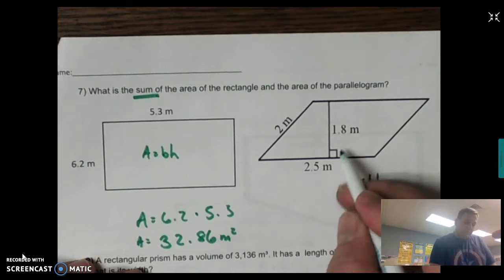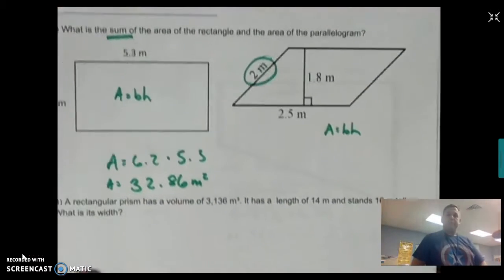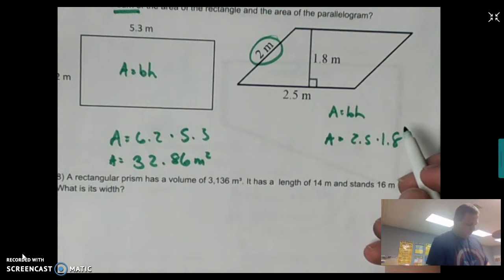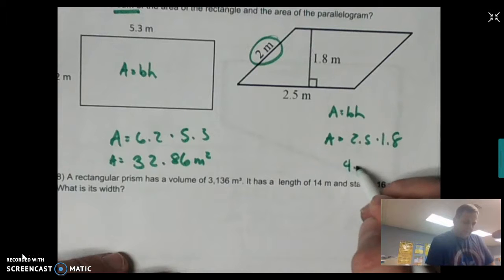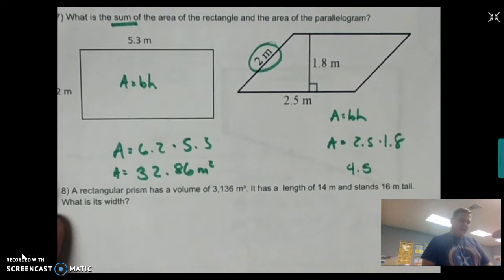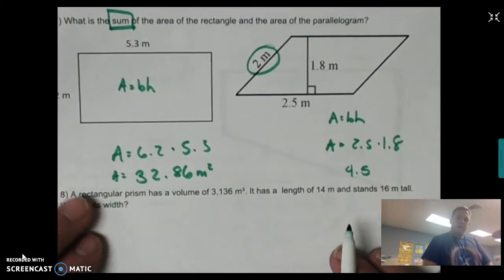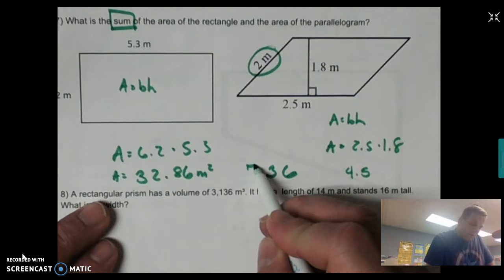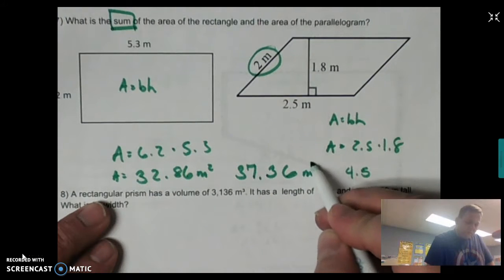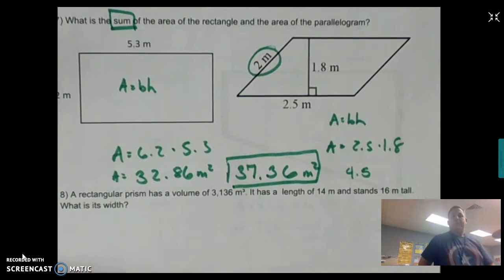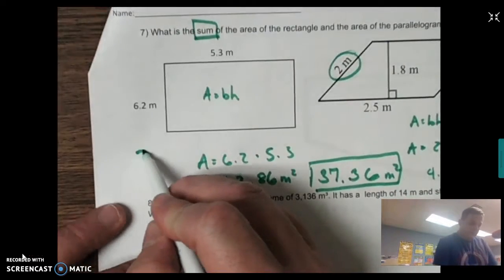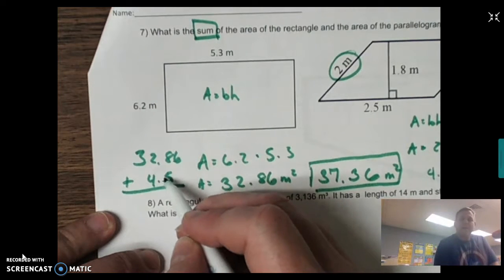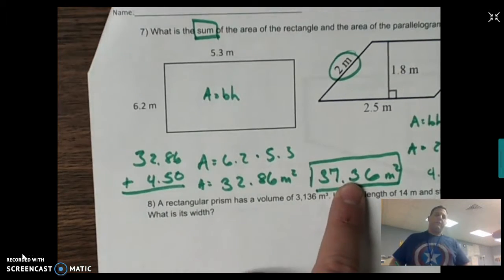Now, I'm going to use 2.5 and 1.8 because we remember that we don't use the slants. So area is 2.5 times 1.8, and I get 4.5. But I'm not done. I haven't answered the question, and it wants to know the sum. I have to add those together. So I get 37.36 meters squared. You want to see adding it together? 32.86 and 4.5. I know that looks weird, but remember, when we add and subtract decimals, we have to line them up. So that's how I got this.